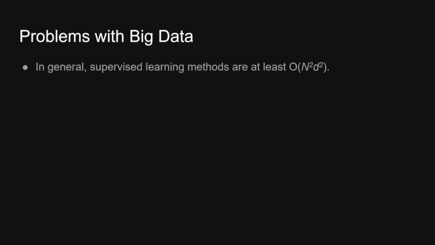In the case of linear regression it's much easier, but in general, typical supervised learning methods have a complexity of at least n squared d squared. When you have n of a few thousand or a few tens of thousands, it might be all right. But when n increases, you can see that the complexity will increase exponentially. So what can we do?